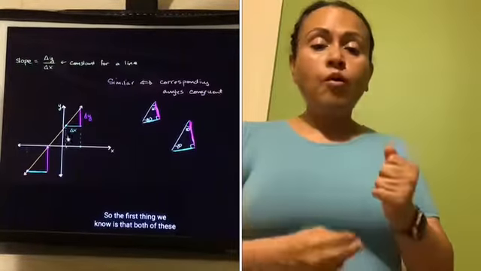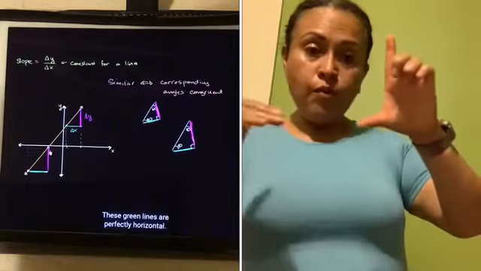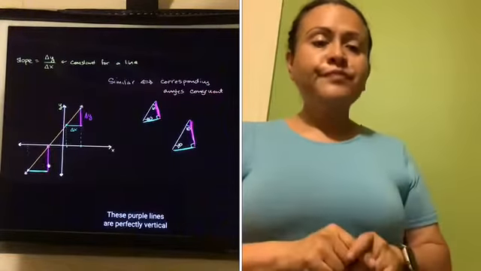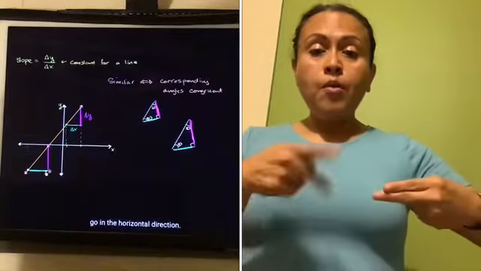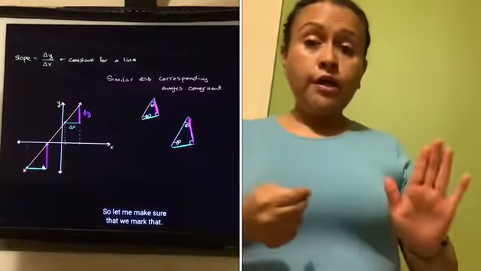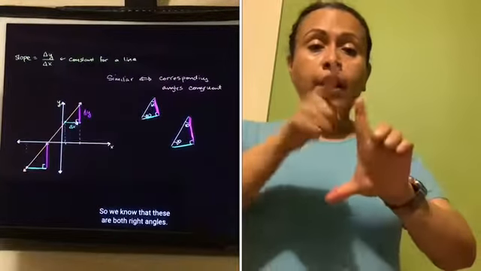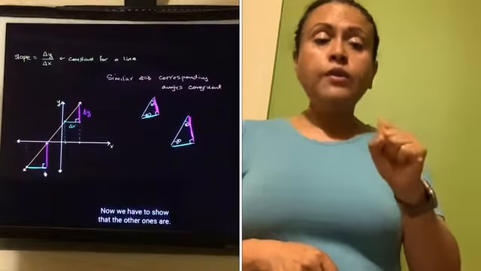So the first thing we know is that both of these are right triangles. These green lines are perfectly horizontal. These purple lines are perfectly vertical, because the green lines literally go along the x, or go in the horizontal direction. The purple lines go in the vertical direction. So let me make sure that we mark that. So we know that these are both right angles. So we have one corresponding angle that is congruent. Now we have to show that the other ones are.